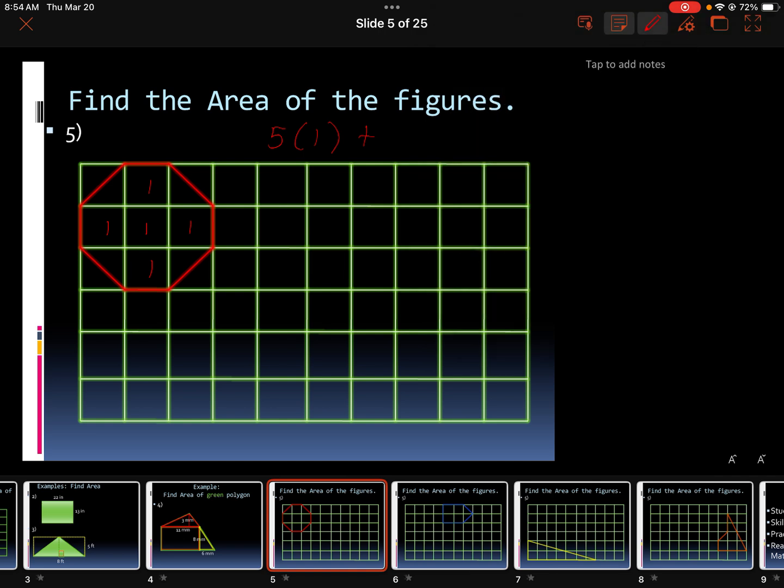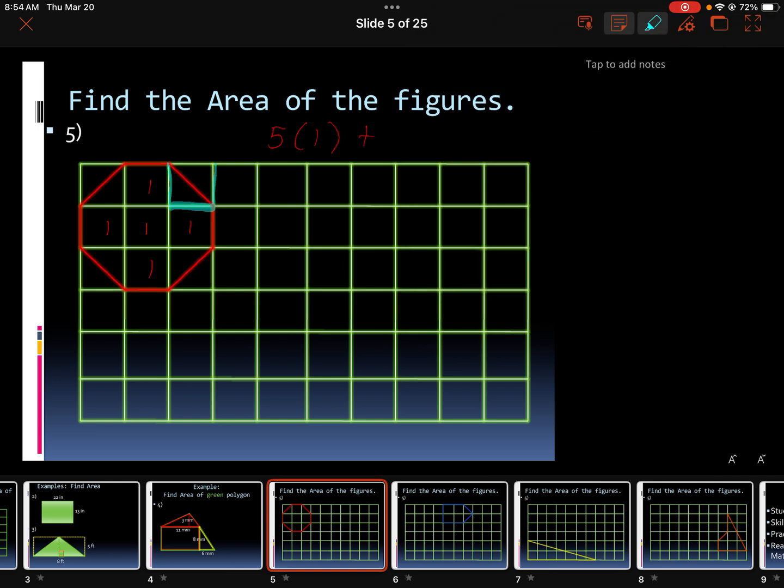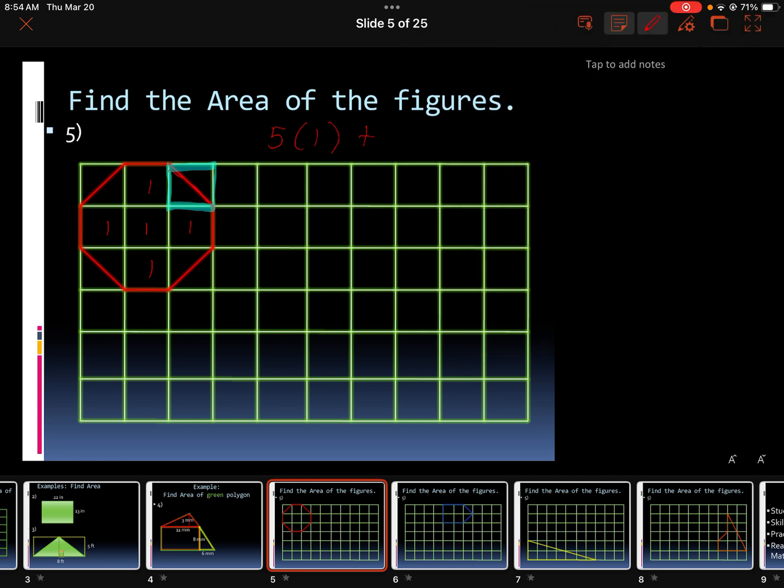Now, we also have some other blocks. Let's talk about what happens here for a second. When we have a full block like this blue one, and we draw a diagonal on it, that's going to split into 2 congruent triangles. So these portions right here that I'm shading are actually half of an entire unit. So you have those 5 full units. You also have 4 half units.